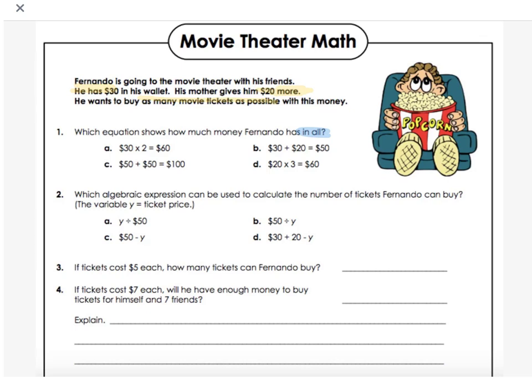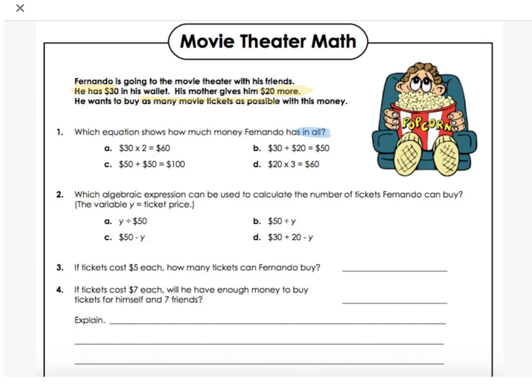C is $50 minus y. Well, we start with $50 and we take away the price of one movie ticket. That could help us, but we'd have to do that like a lot of times, right? I don't think that's the best way to solve the problem. And then D is adding the $30 he had plus the $20 he got from mom and taking away the cost of one movie ticket.